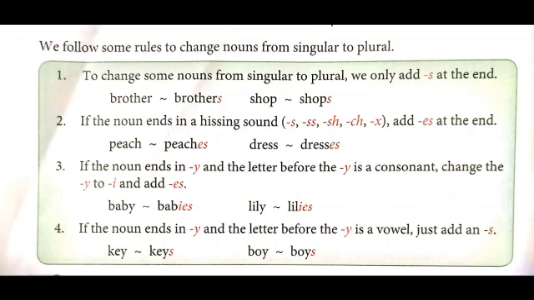Dress, dresses. If the word ends with y, we should check the previous letter. If the letter before the y is a consonant, change the letter y to i and add es. Now tell me, children, what are the vowels? As I have told you already, A, E, I, O, U are the 5 vowels in the English alphabet.